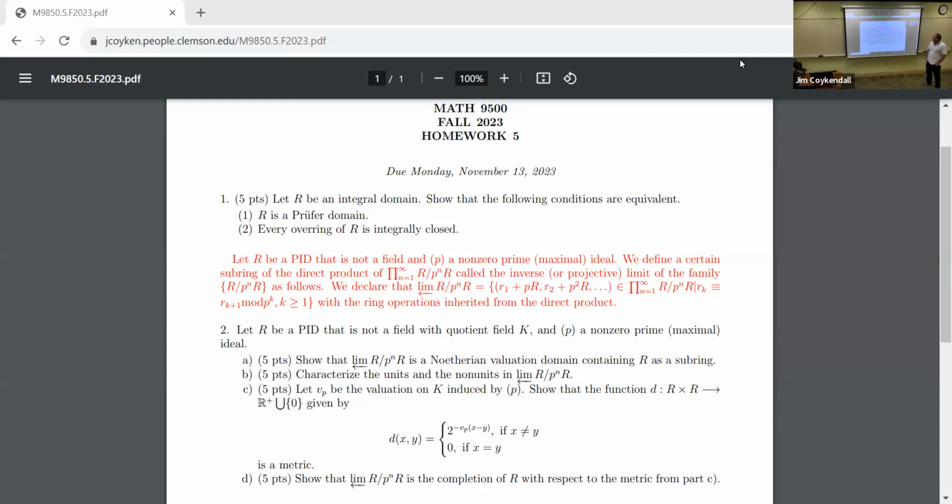And finally, in part D, show that this direct limit thing, or inverse limit thing here, is the completion of R with respect to this metric. Right? Now, I've actually captured several things in one, so let me say a couple more words about this before we move on to the fun stuff we're doing. And this might help here.